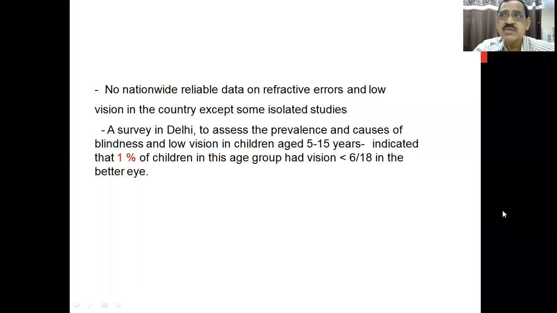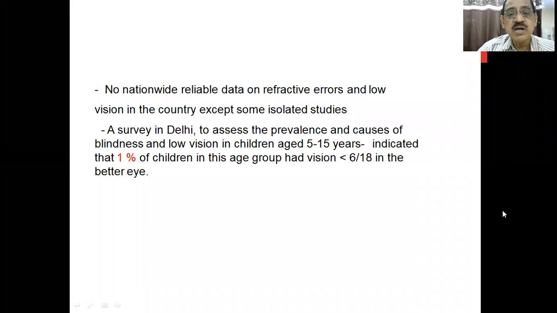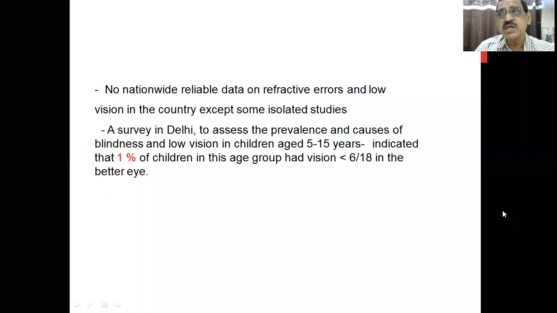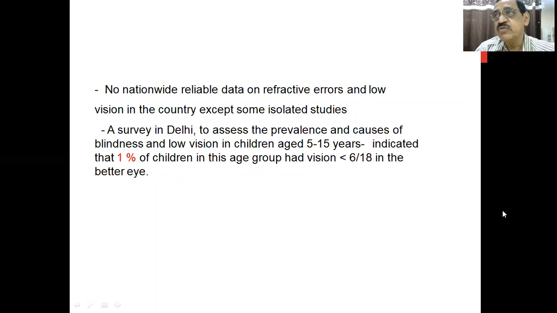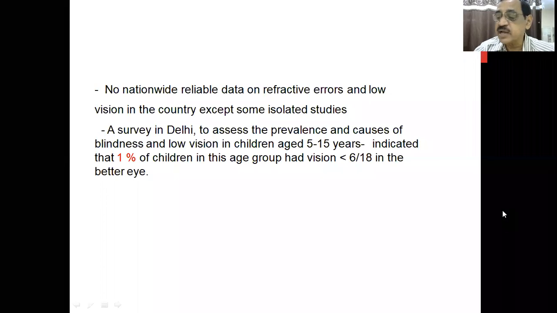No nationwide reliable data is available regarding refractive errors and also low vision in our country, except some isolated studies. A survey in Delhi to assess the prevalence and cause of blindness and low vision in children aged 5 to 15 years indicated that 1% of the children of this age group had a vision less than 6/18 in the better eye.